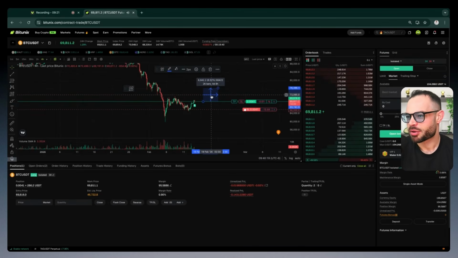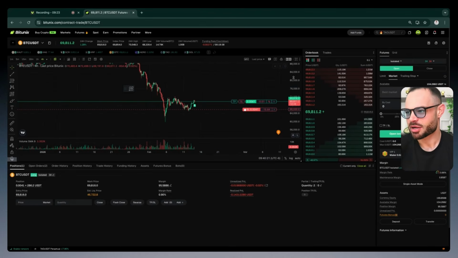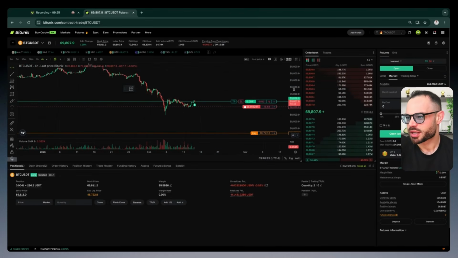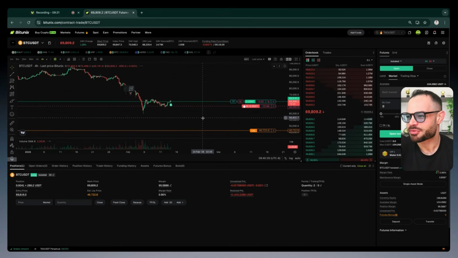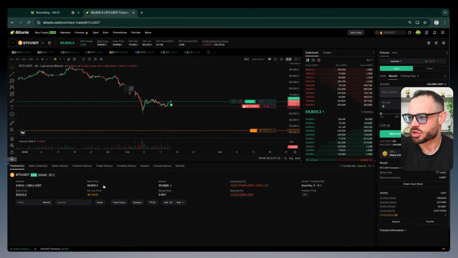And so the final part that I want to communicate in today's video and today's tutorial for how to trade futures here on Bitunix is the fact that you can begin editing your position even after you've opened it. And so the interface here on Bitunix makes that very, very seamless. You can see here, it gives us a nice summary of everything related to our order: the mark price that we entered at, the liquidation price, the margin that we're using.